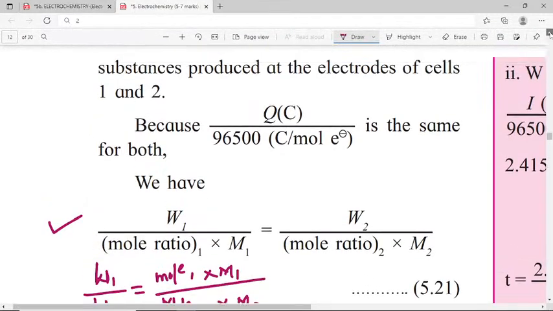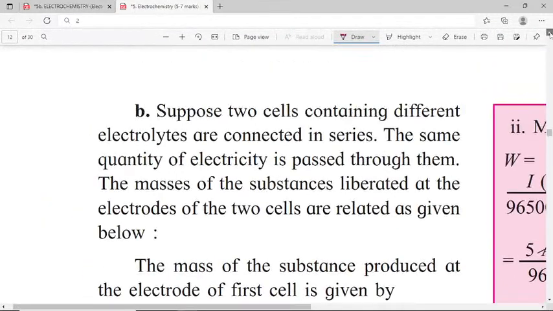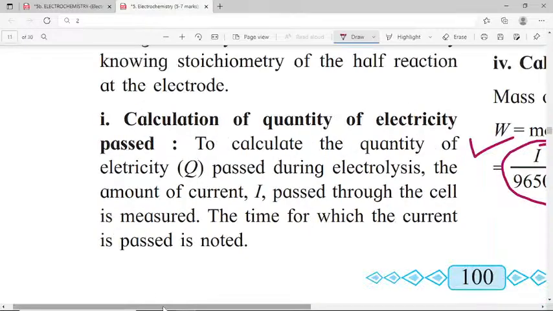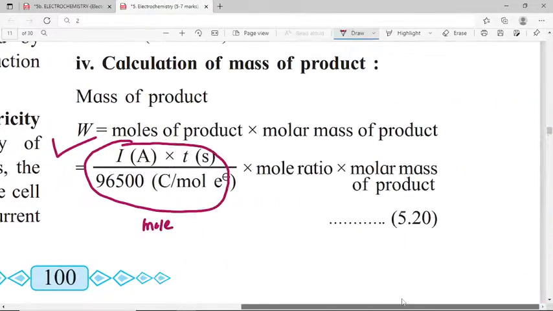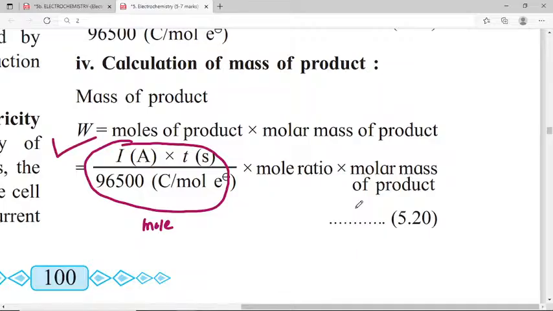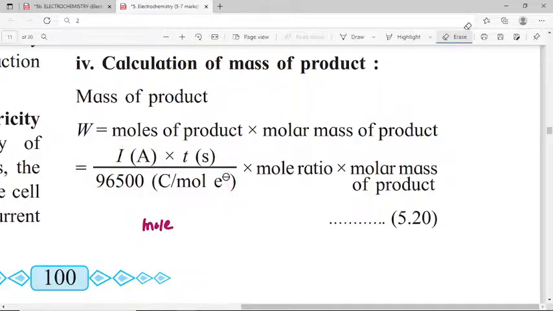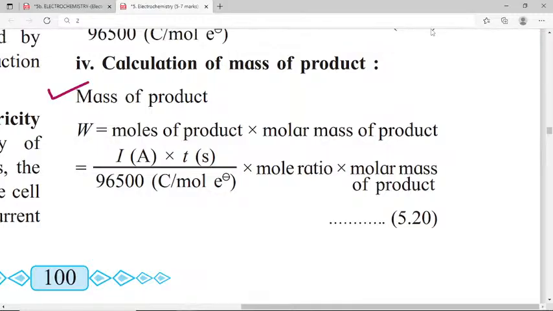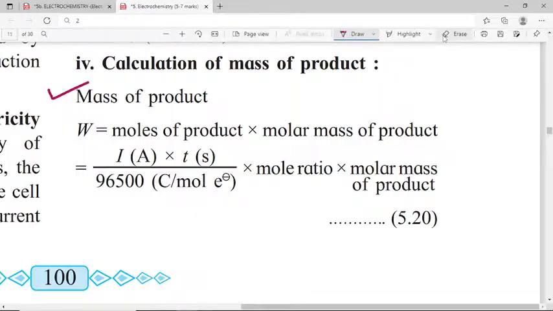I am using the formula. This is the formula we have to use here: mass of product formed. Okay, get it?